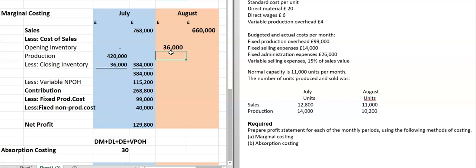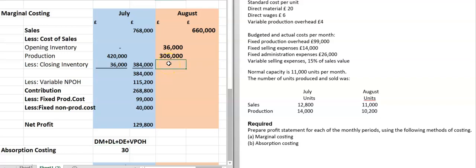Yes, we have. So when it comes to production, you have to calculate what is the amount that you are going to use to value your stock. So when it comes to marginal costing, we know what is the value that we have to use. That is the same value. Okay. So that will be 10,200 into this 30. This 30 that we calculate. Then after that, you have to less your closing inventory.